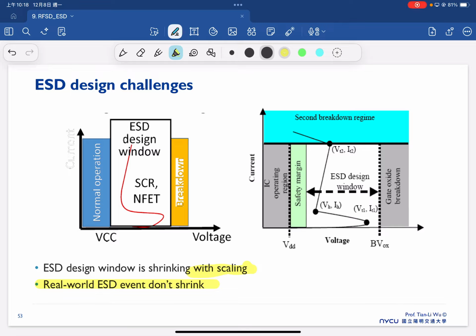So that means our device is still suffering from 2000 volt, 4000 volt, 6000 volt ESD strikes, because that is due to triboelectricity. So this phenomenon still exists and doesn't shrink, but our ESD design window shrinks with scaling. That poses additional challenges for the ESD design.